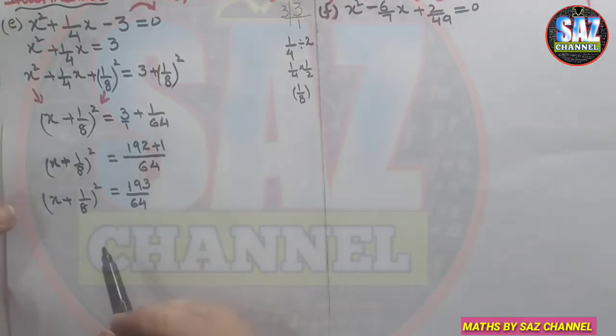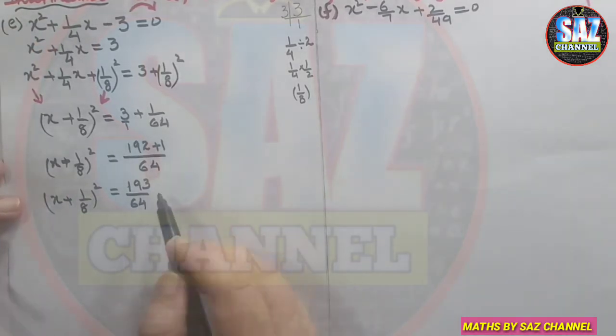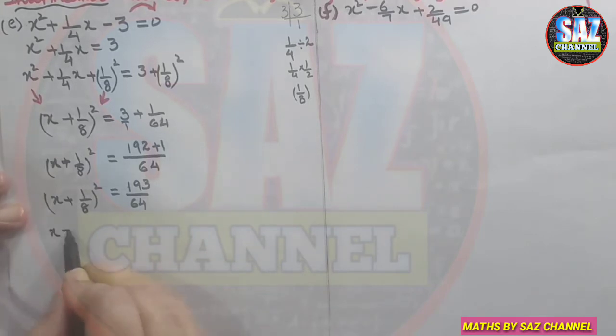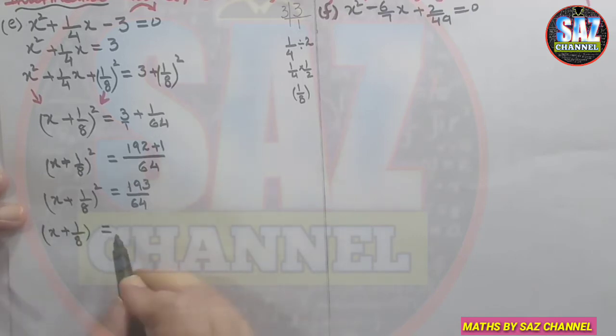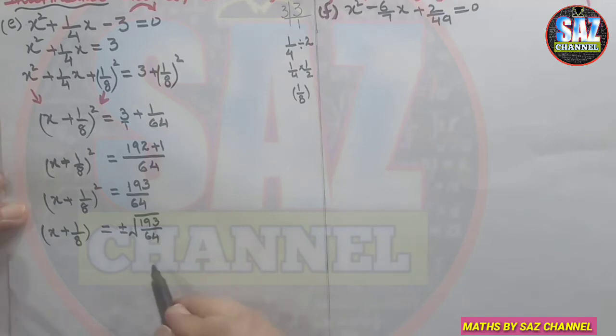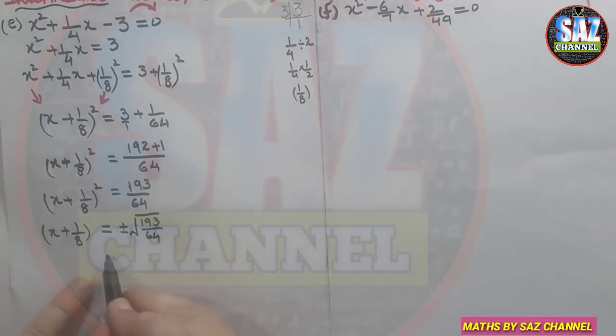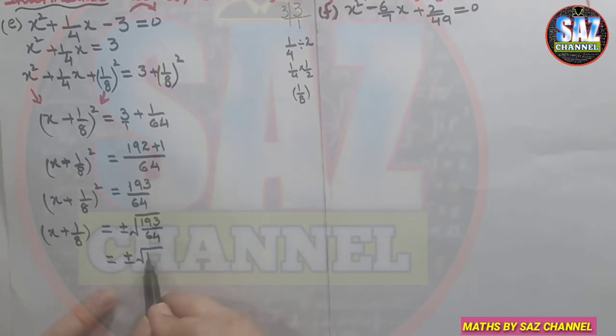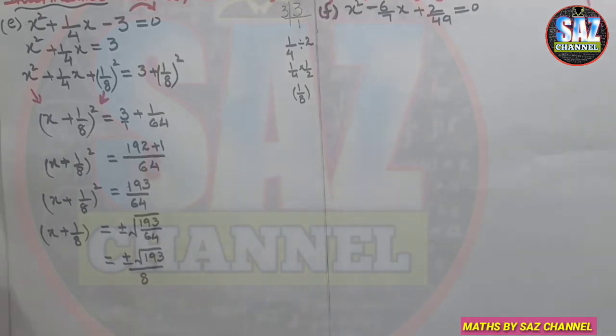In order to get the roots of this equation, I have to take the square root on both sides, and when I take the square root, this will take the form x plus 1 over 8 equals to plus minus square root of 193 by 64. As 64 is a perfect square, it can be taken out of the square root sign. Plus minus square root of 193 by 8. Now I have to check the square root of 193. Square root of 193 is 13.89.